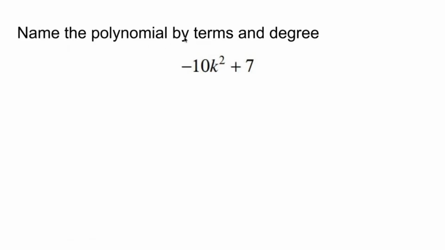Name the polynomial by terms and degree. All right, so this guy, first off, has two terms. If something has two terms, that makes it a binomial. The degree here is the highest exponent attached to a variable. 2 is the highest exponent. If 2 is the highest exponent, that makes it a quadratic.